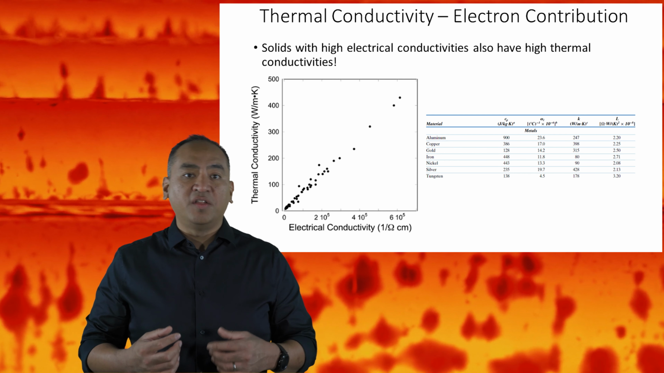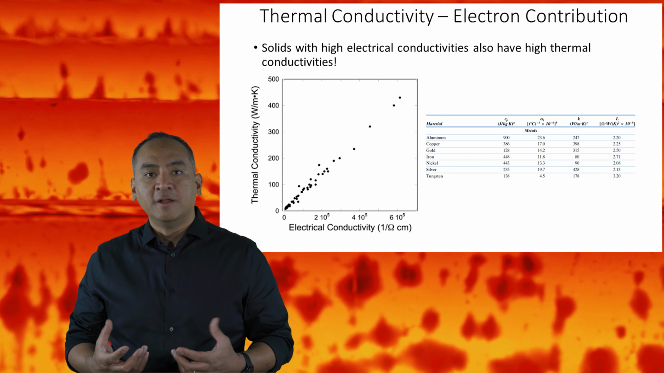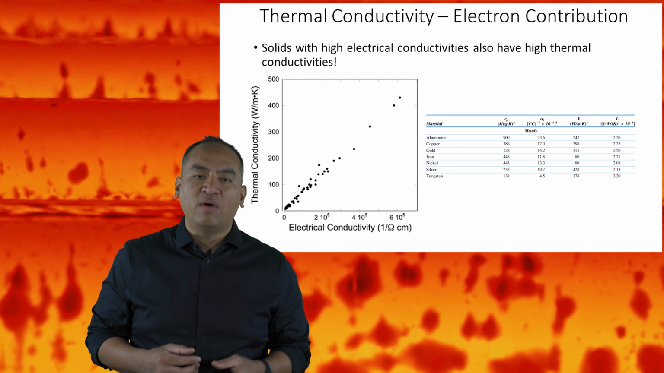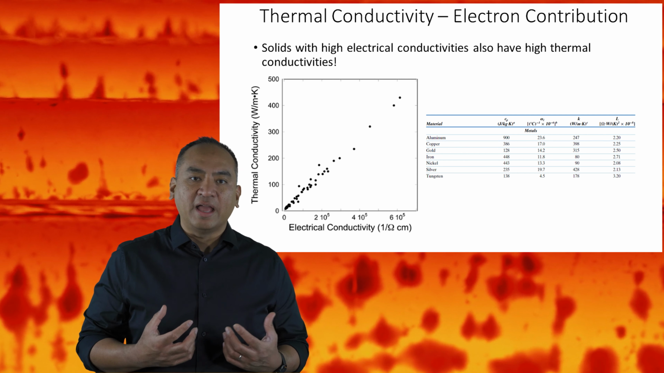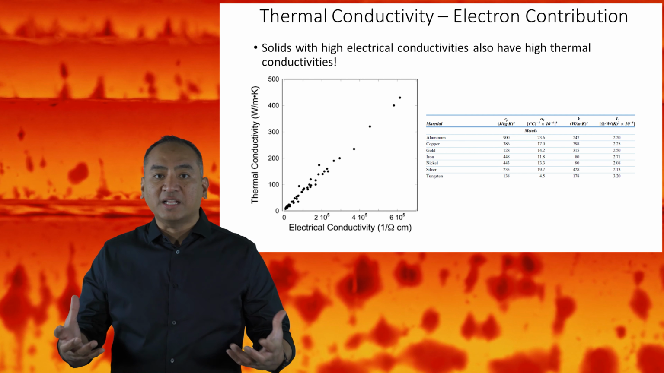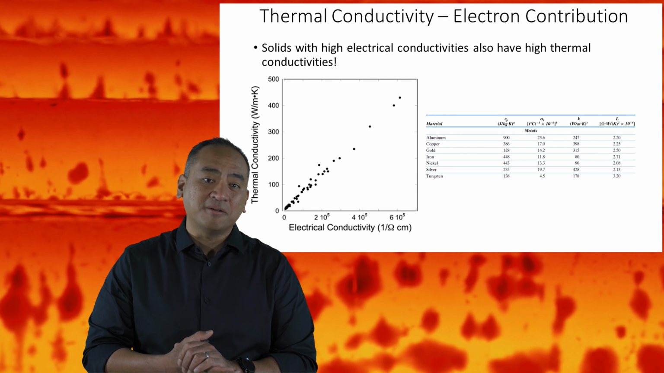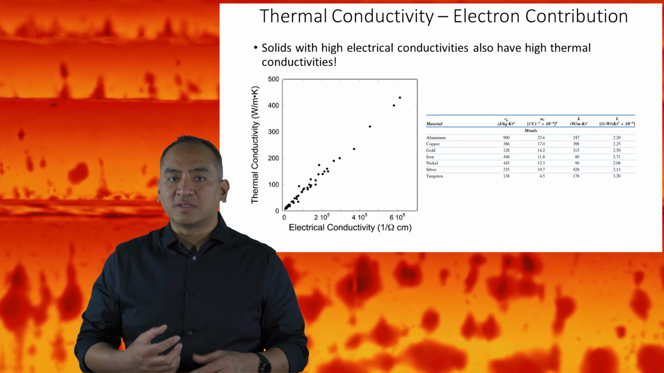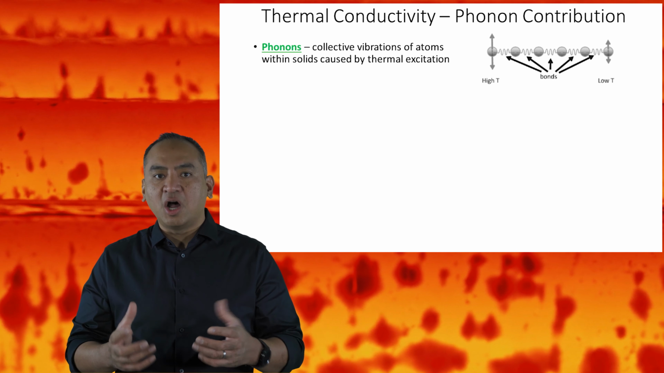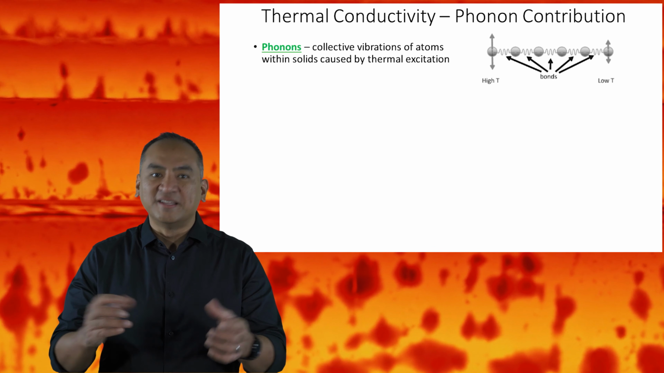The table shown on the right contains data on the thermal properties of certain materials. Note that most of these materials have thermal conductivities in the hundreds of watts per meter Kelvin. The bottom line is that heat is readily conducted through metals because of the high numbers of free electrons in their structure. If you are interested in reviewing the electrical properties of materials, links to the relevant lectures are provided in the description below. Let's now focus on the other mechanism of heat transport in solids, which are phonons.